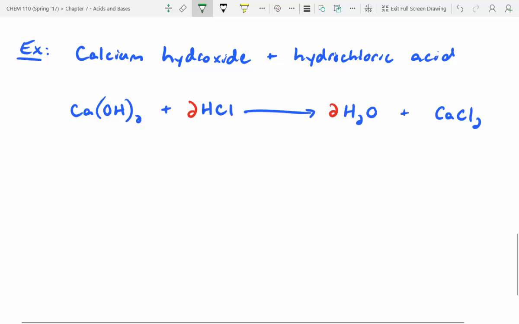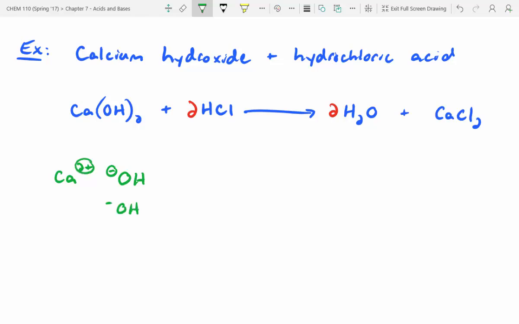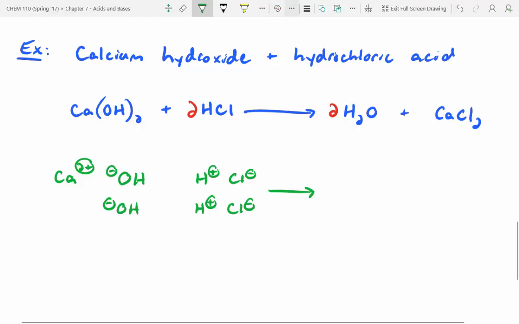I'll do this in green. So I've got Ca2 plus floating around. I've got 2 hydroxides floating around. And then over here I've got HCl's. I've got 2 of them. And HCl, if we show it completely dissociated into ions, looks like this. And we're trying to form water in order to do the neutralization.